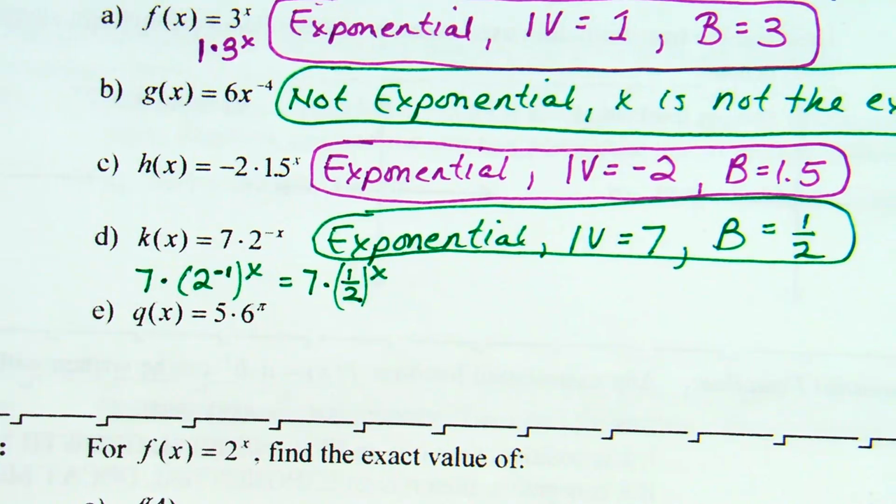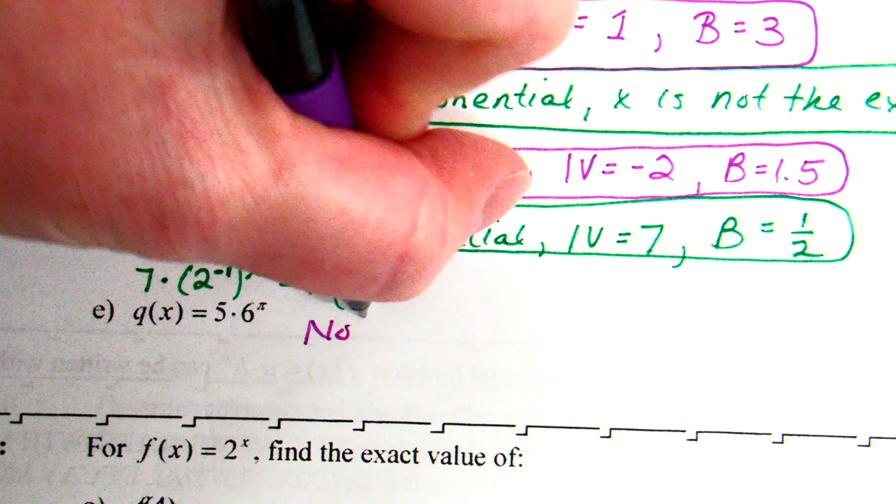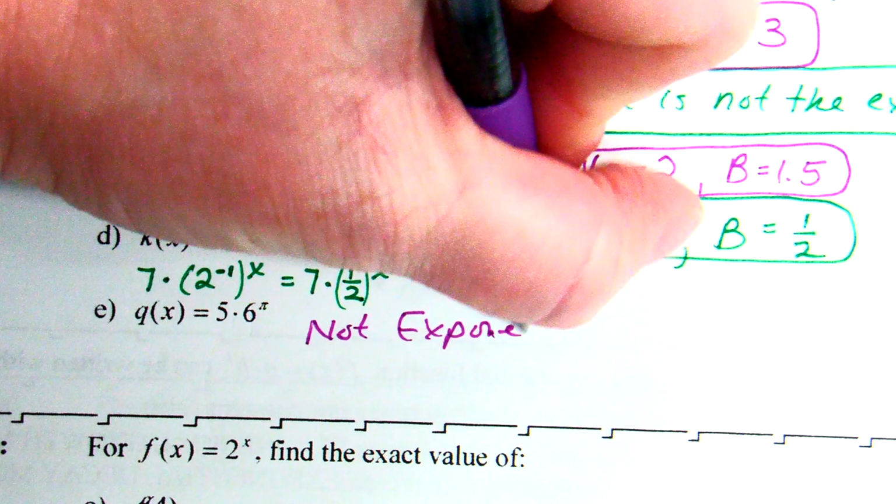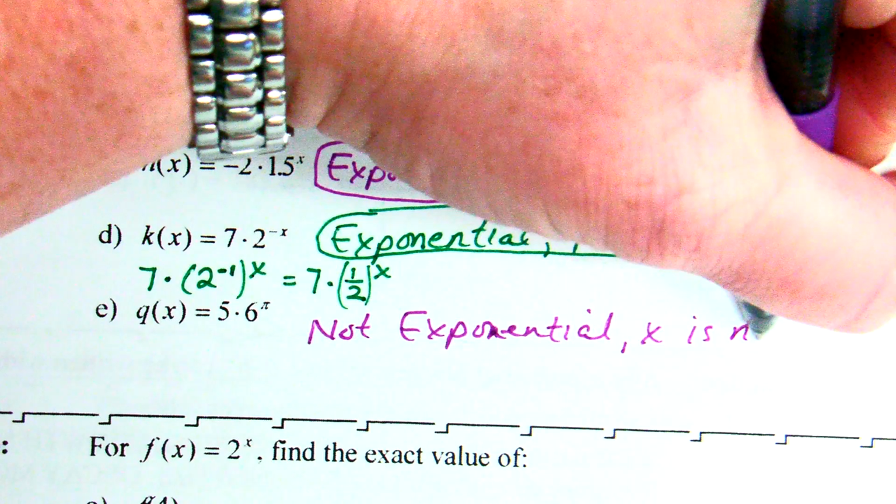Okay. And last one. Q of x equals 5 times 6 to the power of pi. Raised to pi. What's supposed to be in the exponent? An x. Where is my x? Non-existent. Okay, so 5 times 6 to the pi, those are all numbers, so this is just a constant. This is just a horizontal line because it's just a constant. So this is not exponential. What reasoning are you giving? X is probably the easiest thing to say: x is not the exponent.